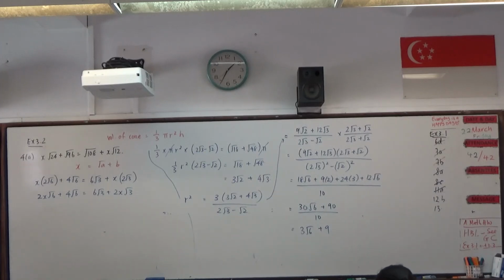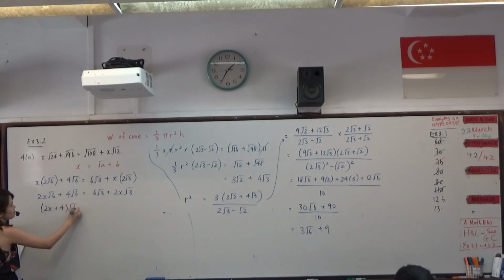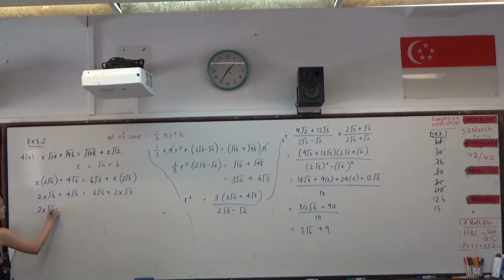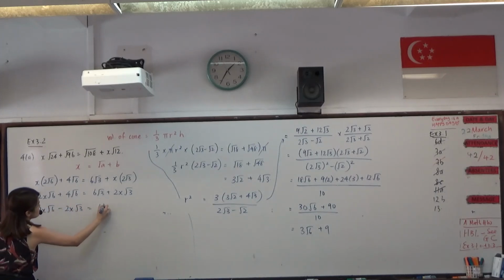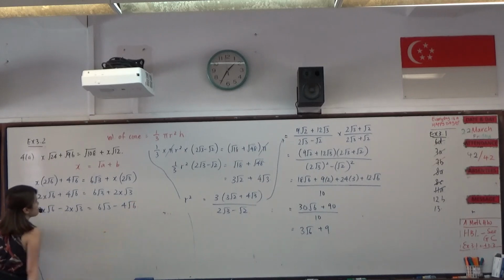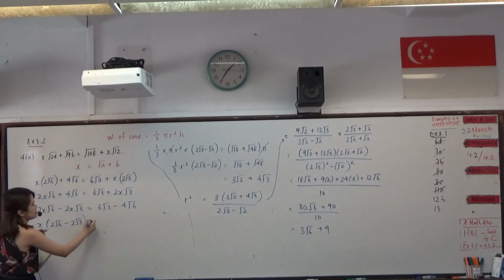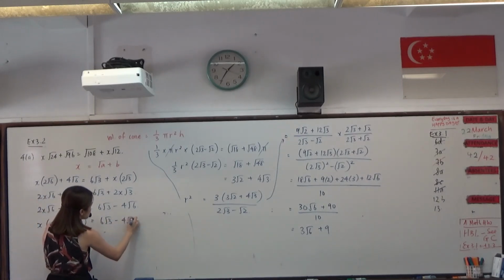Right? Then, this is all in root 6. I can write it as 2x plus 4 root 6. Yes, we should bring all the x to one side: 2x root 6 minus 2x root 3 equals 6 root 3 minus 4 root 6. Because my objective is to find out the value of x, so I need to place all the x's on one side. I can factorize out the x here such that I get 2 root 6 minus 2 root 3 left. Then this is equal to 6 root 3 minus 4 root 6.